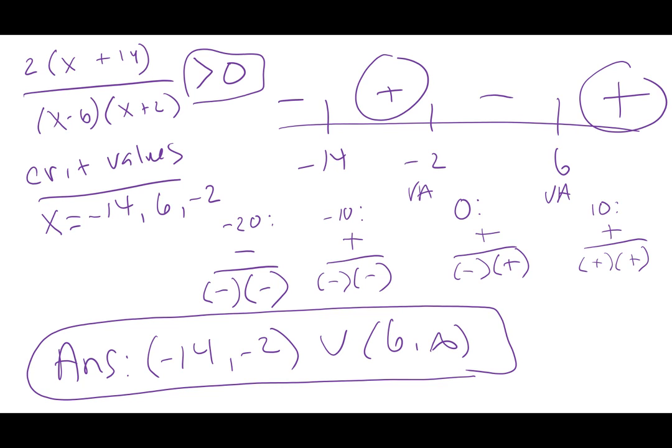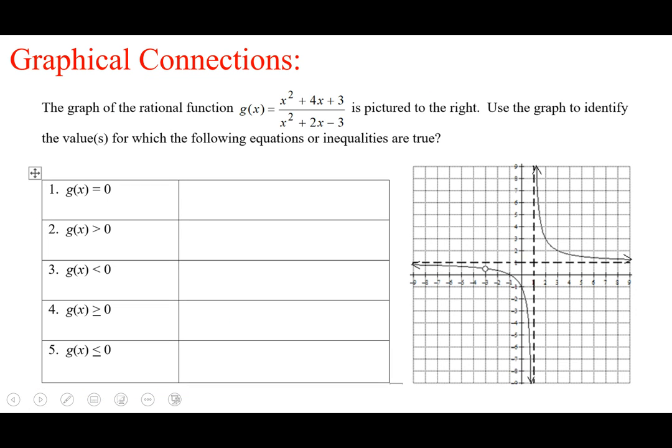Those two problems are really a good representative sample for what you're going to see tonight. But there is a little bit more to consider. We want to consider the graphical connection to this. So take, for example, the graph of the rational function, x squared plus 4x plus 3 over x squared plus 2x minus 3. So we're going to solve this exactly the same way we did the previous two problems in a minute.